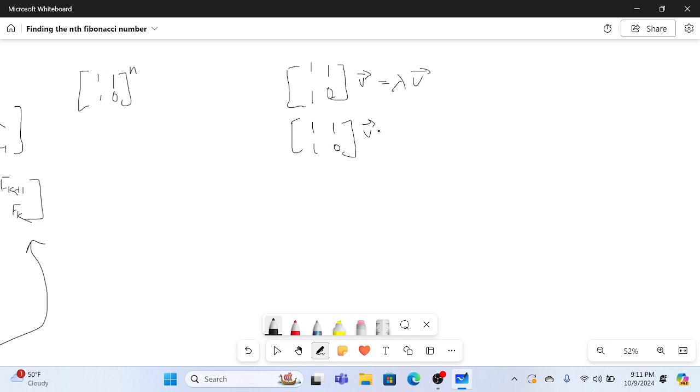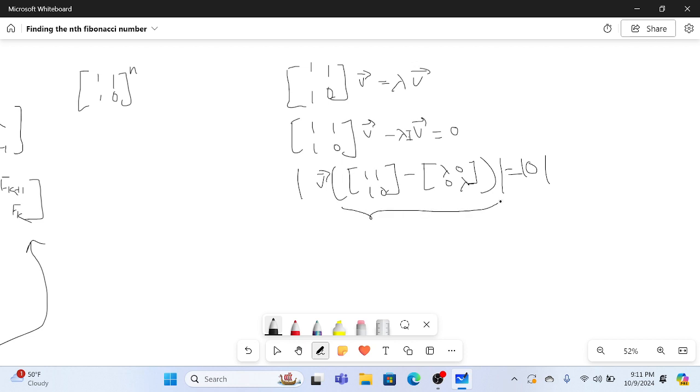B vector minus lambda B vector is equal to 0. Now I can introduce an I over here, because lambda times the I matrix will be the same. The reason is I want to take vector b common. So 1 1 1 0 minus lambda 0 0 lambda is equal to 0. Now if I take the determinant on both sides, you know that vector b will not have a non-zero determinant. So this is the thing that will have zero determinant.